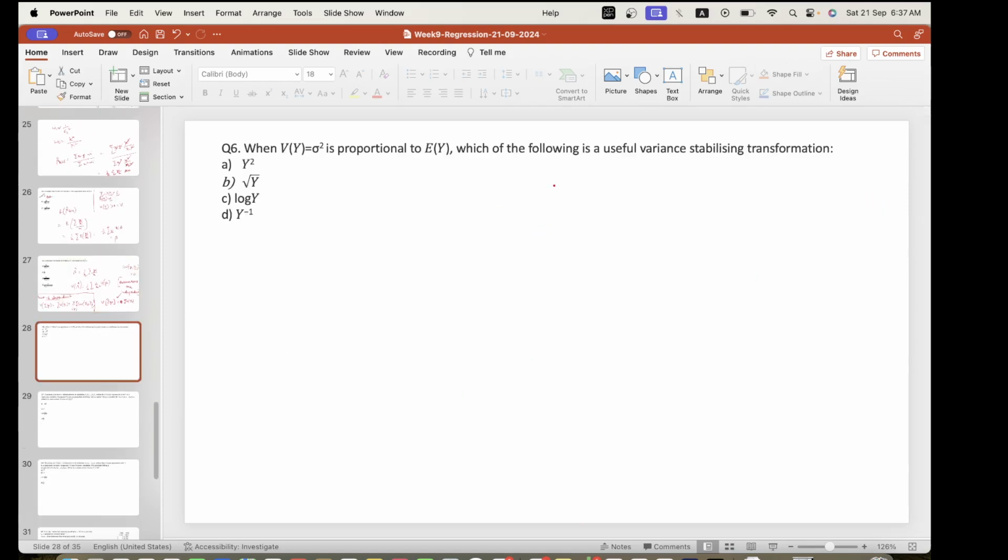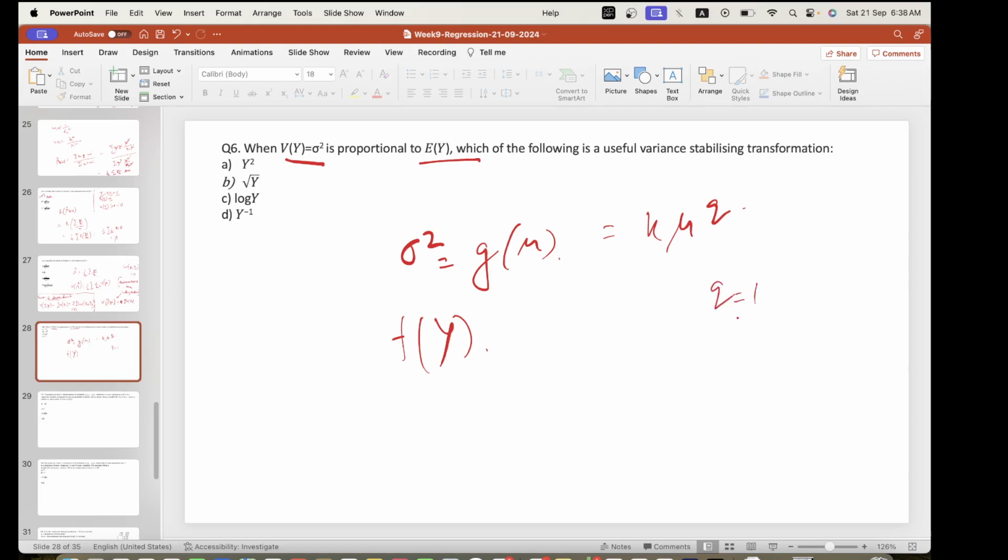Similarly, we'll have this thing. Now this question says, when the variance of y, sigma square, is proportional to the expectation of y, which of the following is a useful variance stabilizing transformation? So you just have to use that sigma square equals g of mu, get the form of f(y), where g of mu is some k mu to the power q. So based on q equal to 1, we'll have to find out what will be the value of f(y).